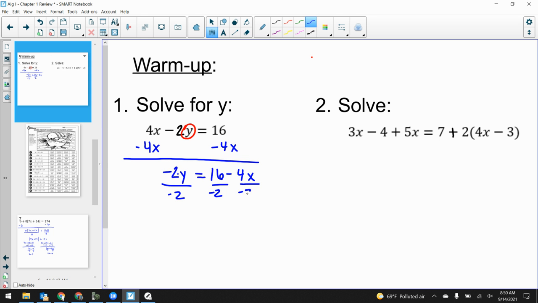Divide by negative 2. So that's going to give me y is equal to, now, 16 over negative 2? Negative 8. Negative 4x over negative 2? Positive 2x. Be careful with that. Positive 2x. Questions on that?